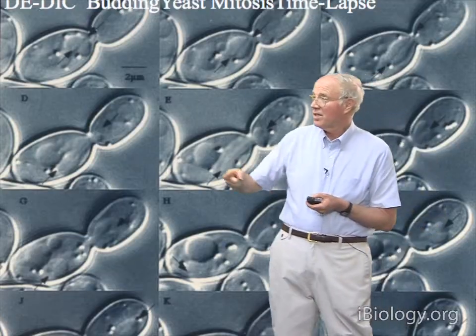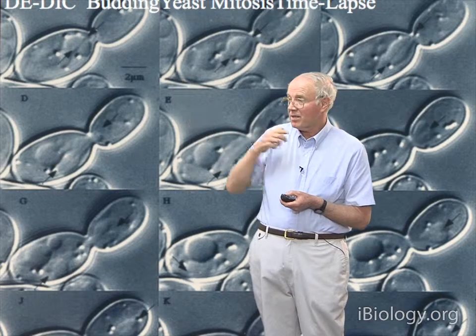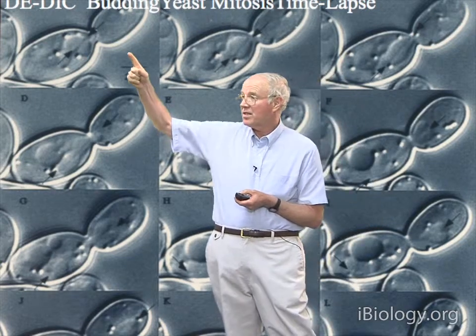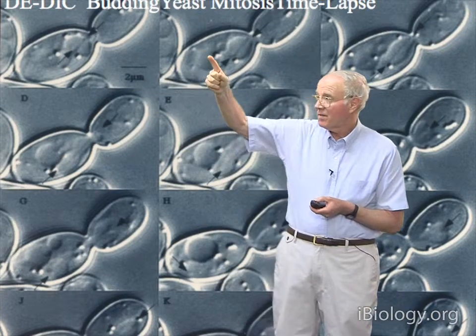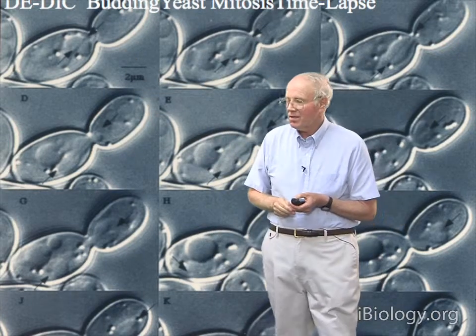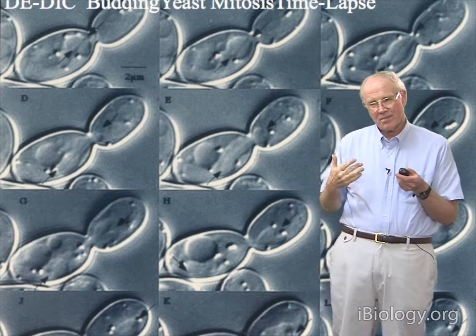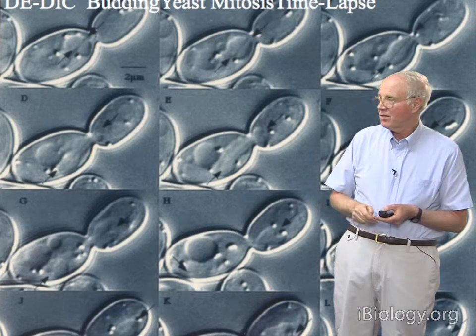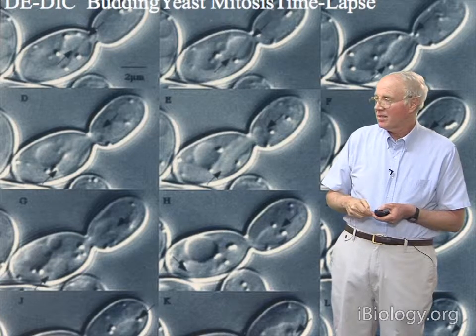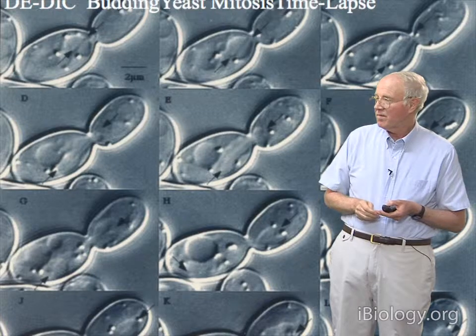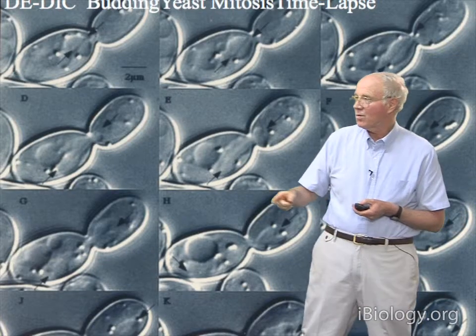Now, we've also used digitally enhanced DIC microscopy, and this is for budding yeast mitosis. This was the first set of imaging that was done in order to define the cell cycle time in budding yeast, which is a model genetic organism that's used, in fact, to study many aspects of the molecular and protein functional aspects of how mitosis works.